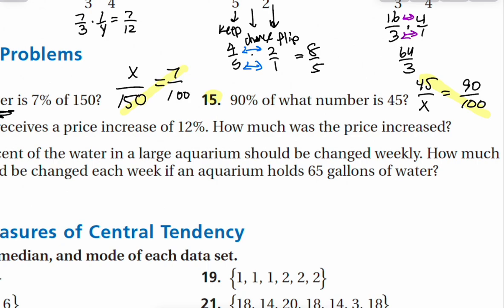Is over of percent over 100. Didn't go anywhere. Okay, let me pull up a calculator here and we can do a little math.